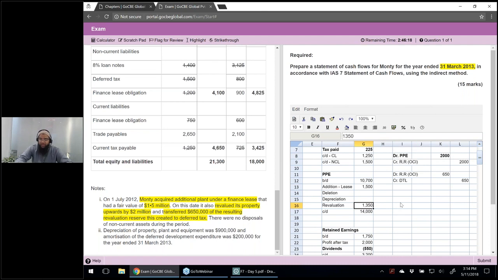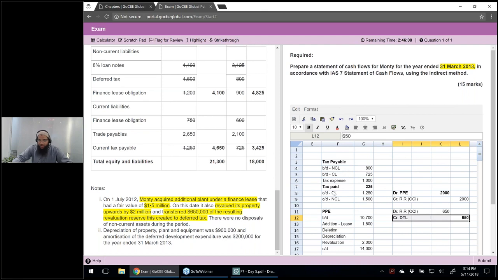So we are not going to write 1350 over there. We are going to write 2000 instead. And 650 will be taken to the T account of deferred tax liability. So if we go over here, we are going to add a line and we are going to say revaluation reserve through OCI by 650.